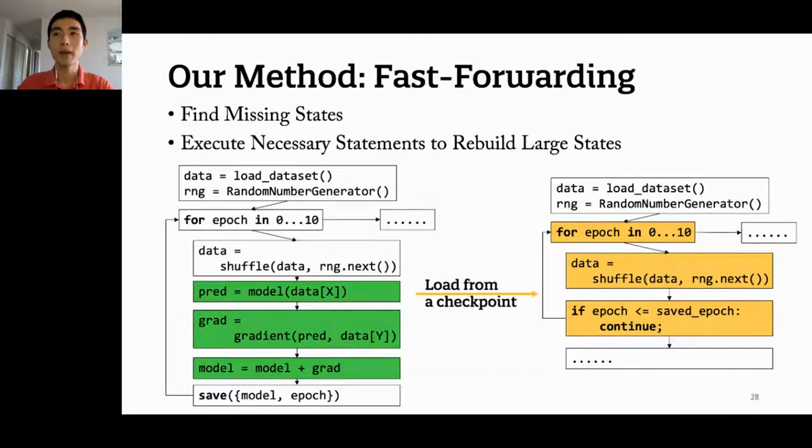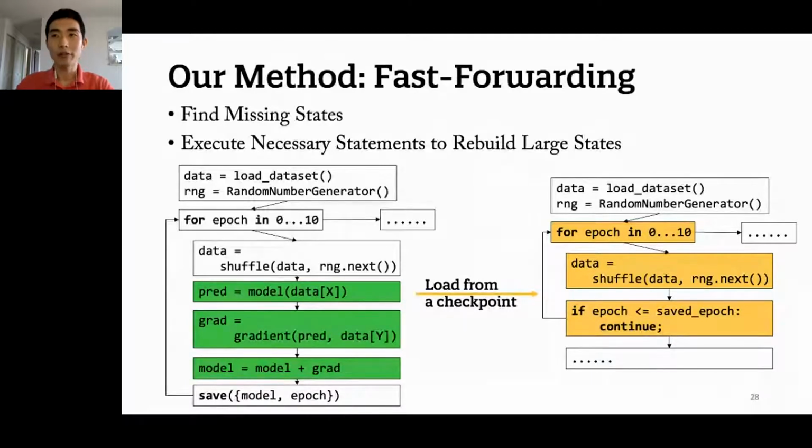Note that the major training time is used to compute the gradient and update the model weights. Our fast forwarding technique skips these expensive operations, and we just execute the loop with an almost empty body. Thus, it should be fast.